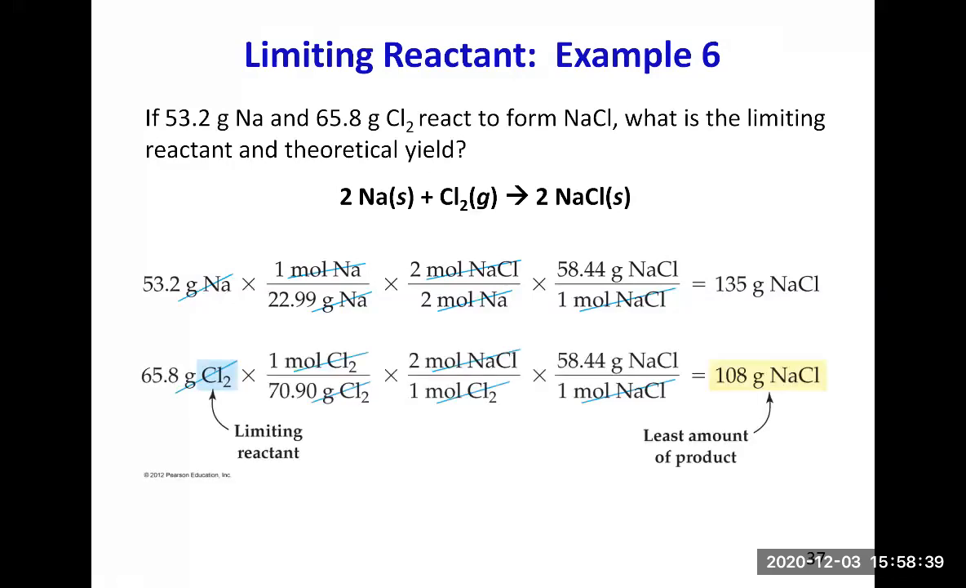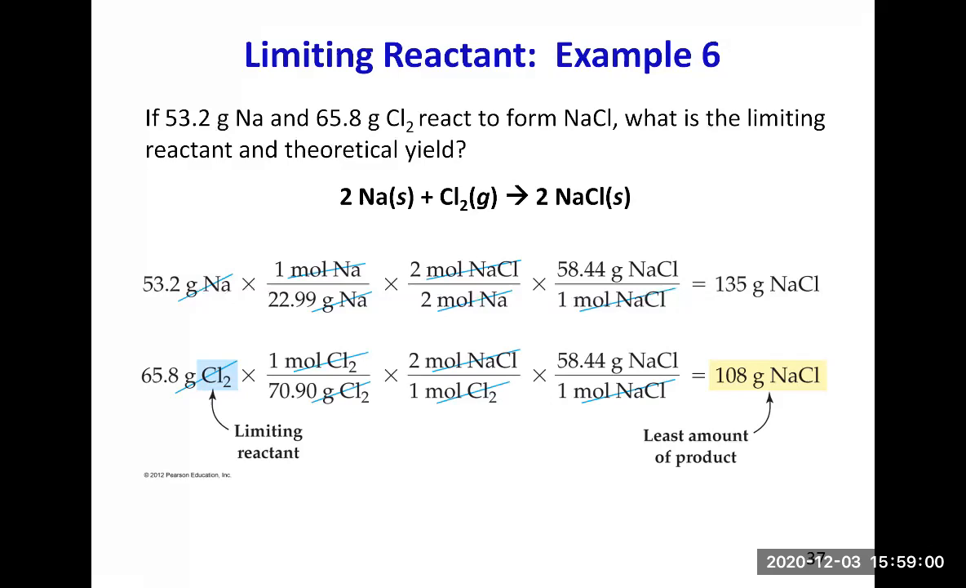You do the same thing with chlorine. So you take the mass of chlorine that is given, 65.8 grams of chlorine, multiply by the first conversion factor that uses the molar mass of chlorine. So with the grams on the bottom and 1 mole of chlorine on top. This way the grams of chlorine cancel.